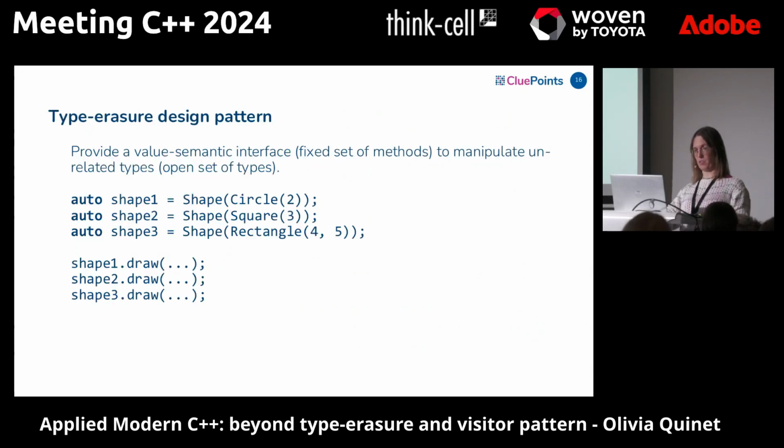So now, the type erasure design pattern. The goal of this pattern is to provide a value semantic interface, so a fixed set of methods, to manipulate unrelated types, so an open set of types that you can add easily to the program with very little modification. So we define some shape here, and you can call, for example, the draw method from the interface. It's fine.